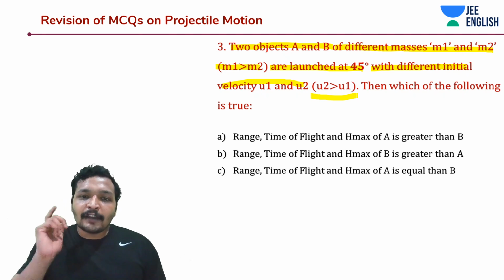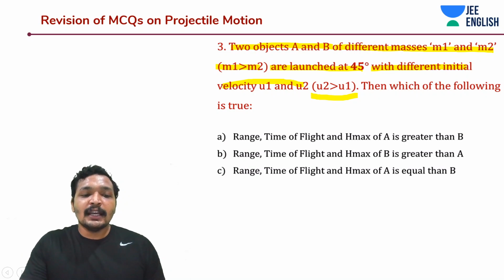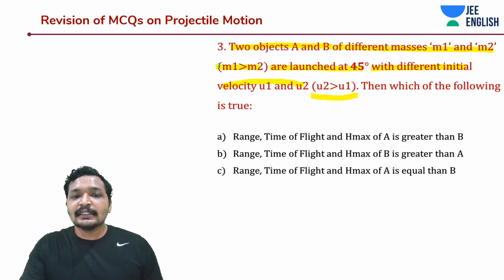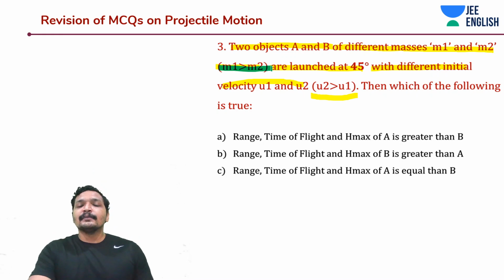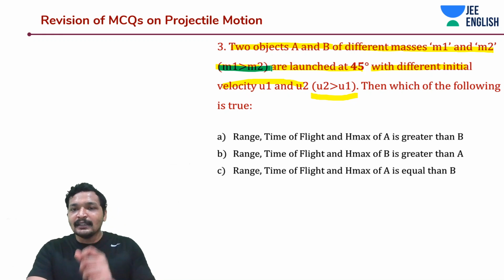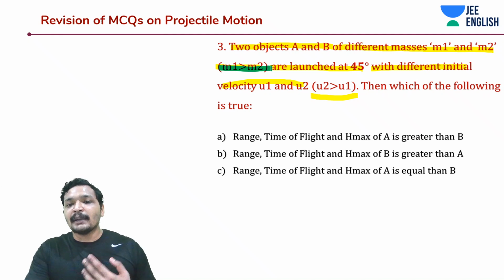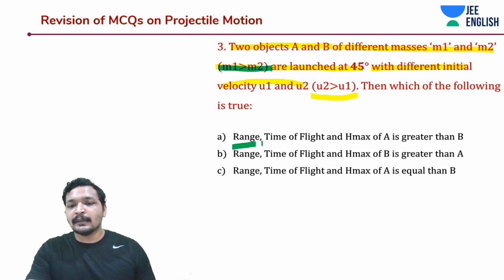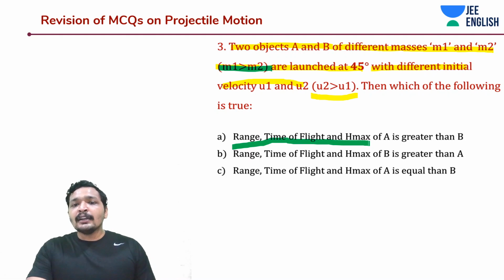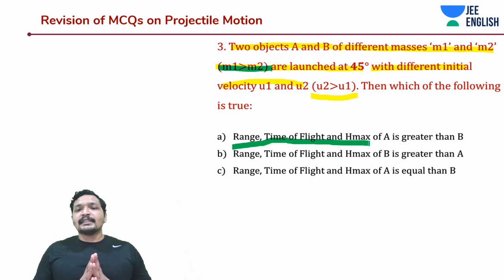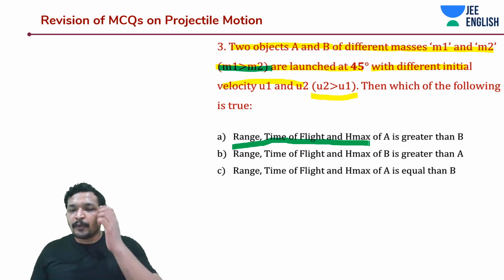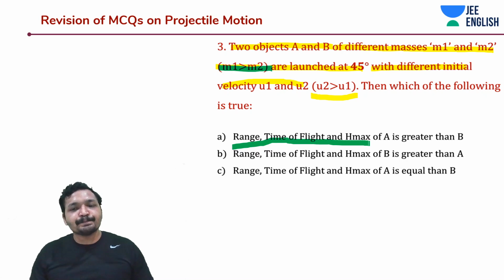Guys, this is a way to confuse you. You know what? This is irrelevant, guys. This does not matter. Masses don't matter, right? At least when it is about range, time of flight and Hmax, that's what we are concerned about in this problem. And you know that both are launched at 45 degrees. It's a maximum range problem. So both of them are going to have the maximum range that they can go.